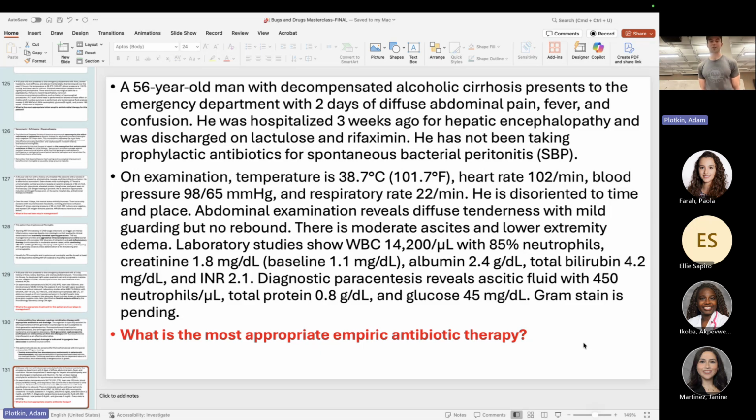Lab studies show a white blood cell count of 14,200 with elevated neutrophils. He's got an elevated creatinine, low albumin, elevated bilirubin, elevated INR. We do a diagnostic paracentesis that shows the following. So I want you to tell me what we should do for this patient antibiotic-wise, if we need to do anything.